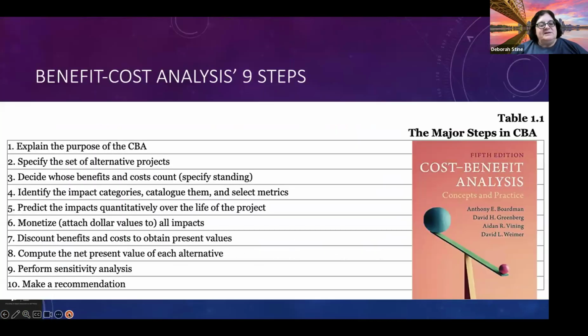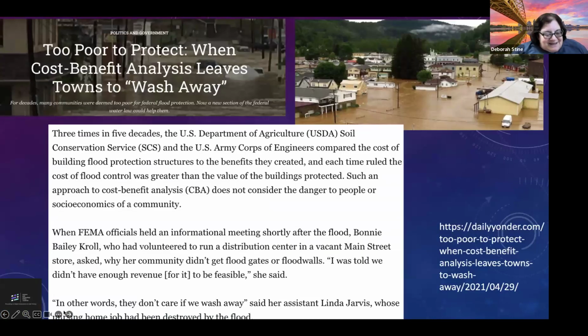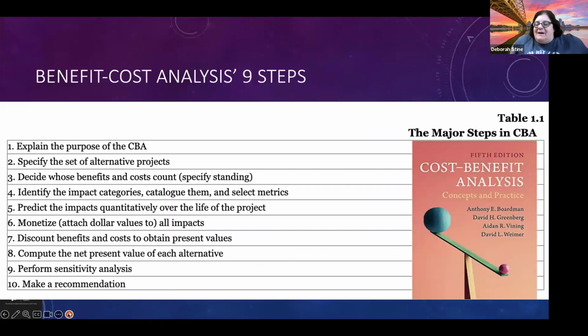Okay, so these are the 10 steps. Oh, except I put 9 here, but there's 10 steps for benefit cost analysis. This is a book that I recommend. So if you really want to learn all the in-depth analysis, benefit cost analysis makes sense.